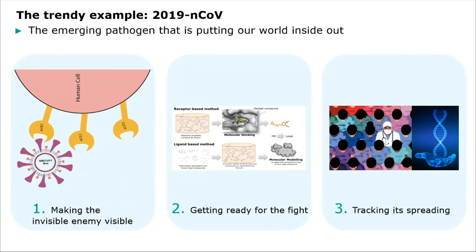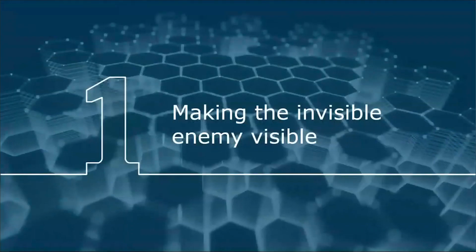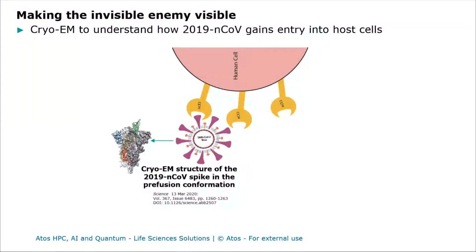To know what we have to fight against, it is at first important to make the invisible enemy visible and to understand the mechanisms of infections of the pathogen. In the case of 2019 nCoV, researchers from the University of Texas at Austin have solved the 3D structure of the glycoprotein, more specifically the spike of the virus, with a technique called cryo-electron microscopy. This spike, also called protein S, is the part which is responsible to bind with the ACE2 receptor of the human host cell, initiating the infection.